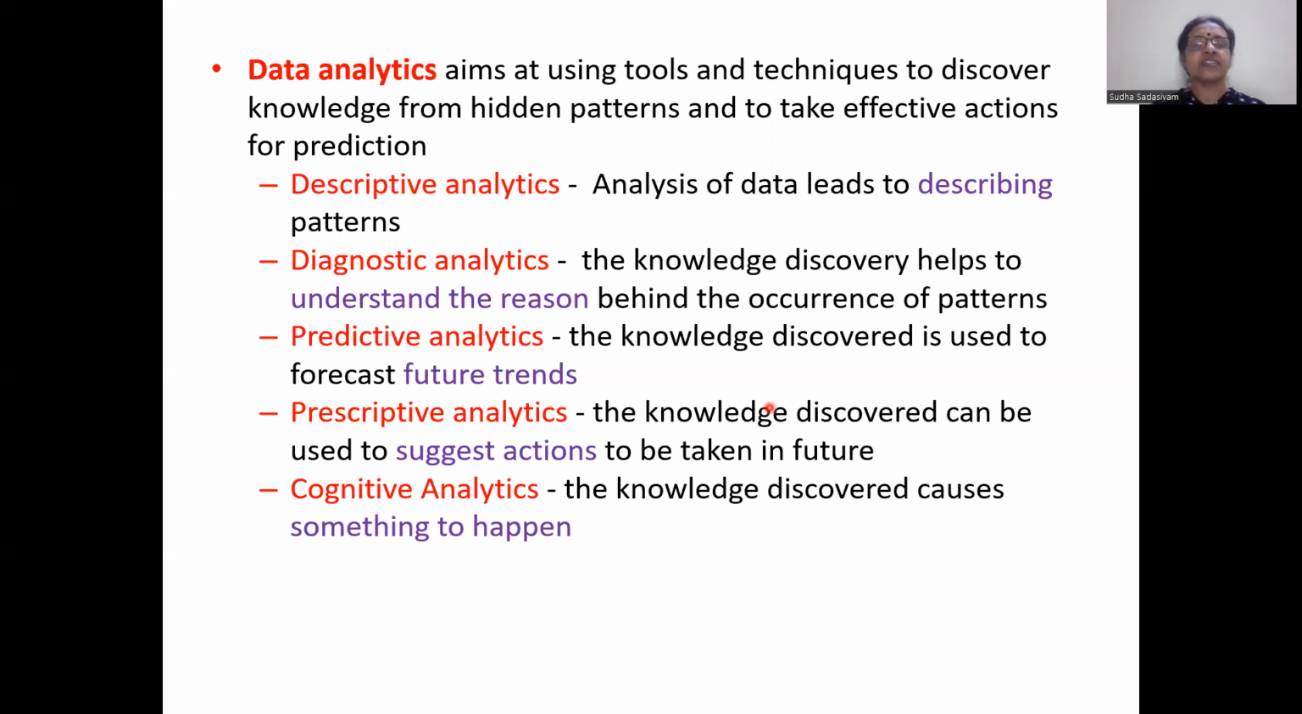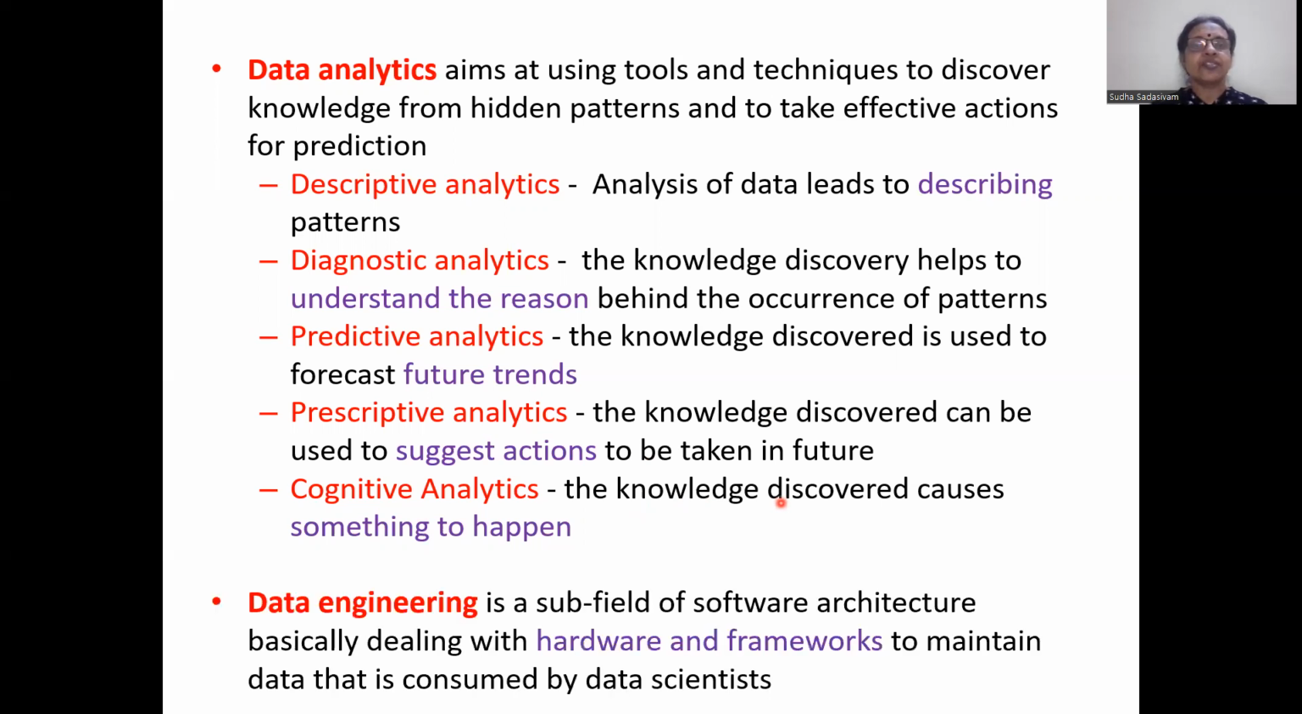Diagnostic analytics basically identifies what is the reason for those statistical properties. Predictive analytics tries to discover new knowledge from existing knowledge. Prescriptive analytics tries to identify why such a trend occurs. And cognitive analytics, based on actuators and sensors, causes the actions to occur based on the future discovery. So these are the 5 areas of data analytics.